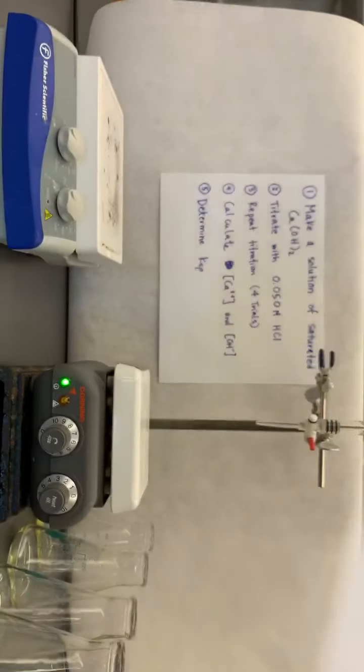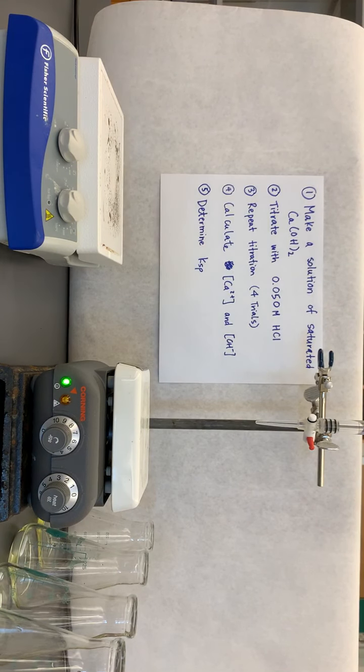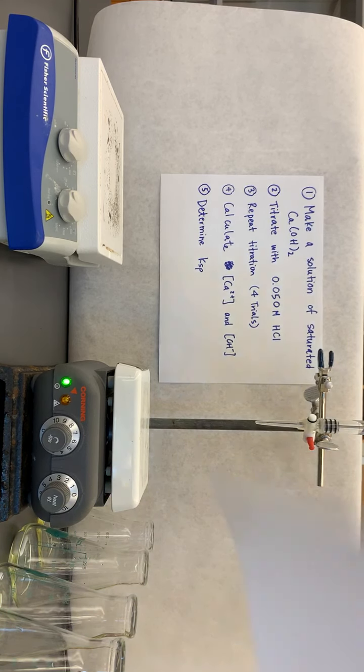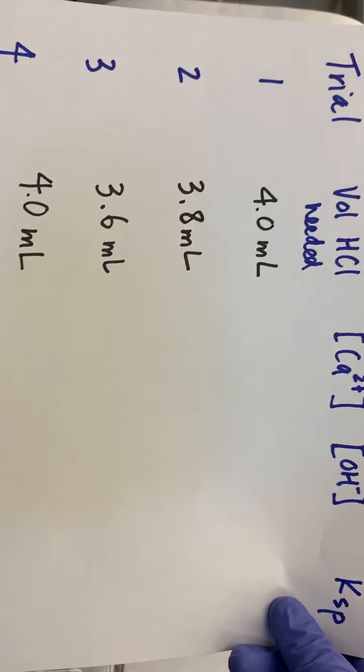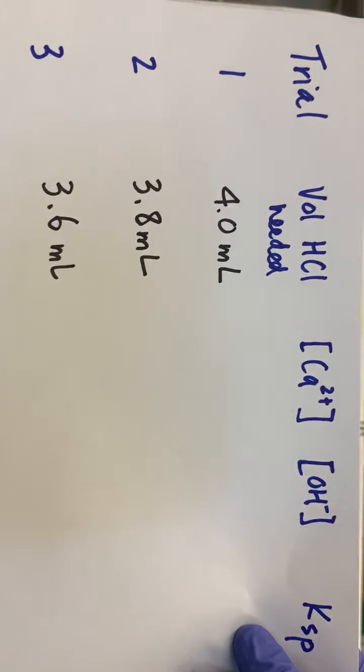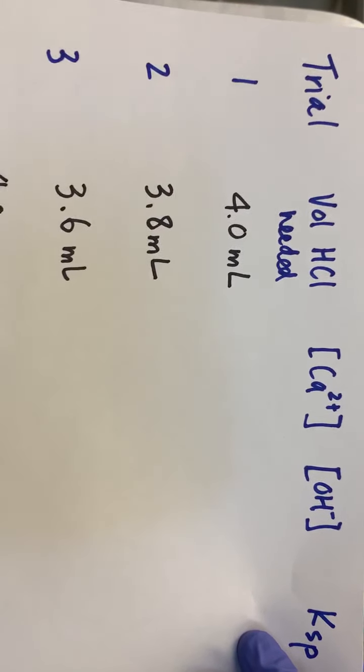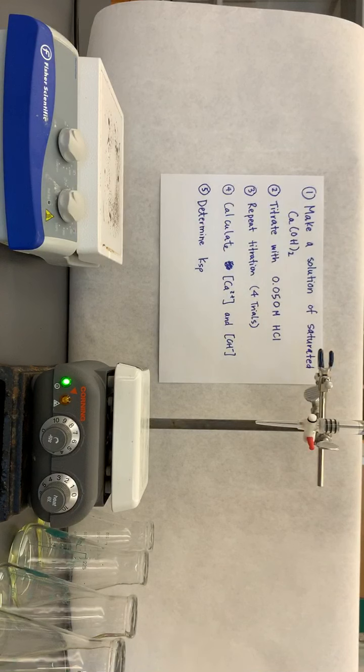With all of this information, make sure you go back and fill out your original table, which is here. Make sure to fill it out with your calcium hydroxide concentrations, your OH minus concentrations, as well as your Ksp values, 1 through 4. Please make note of your average Ksp, because we will use that for lab number 8, which is the next lab, which we will do in person in the lab here at Gateway.